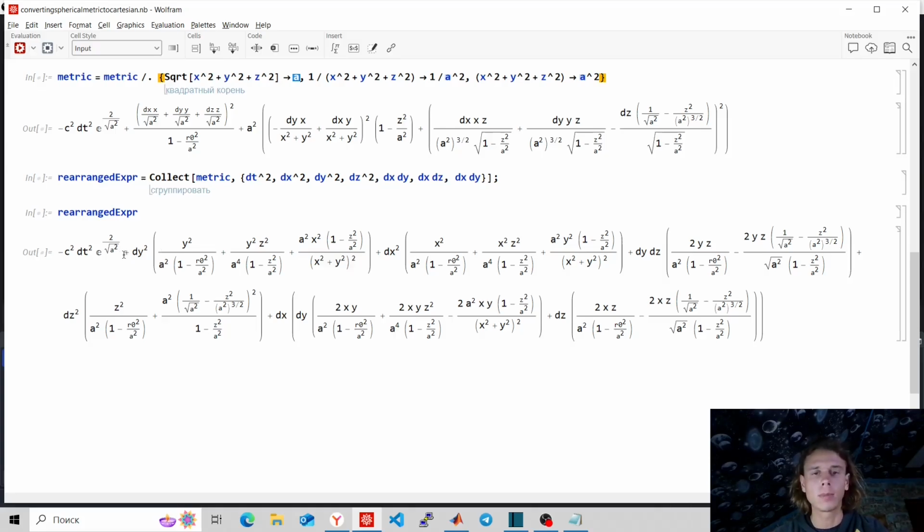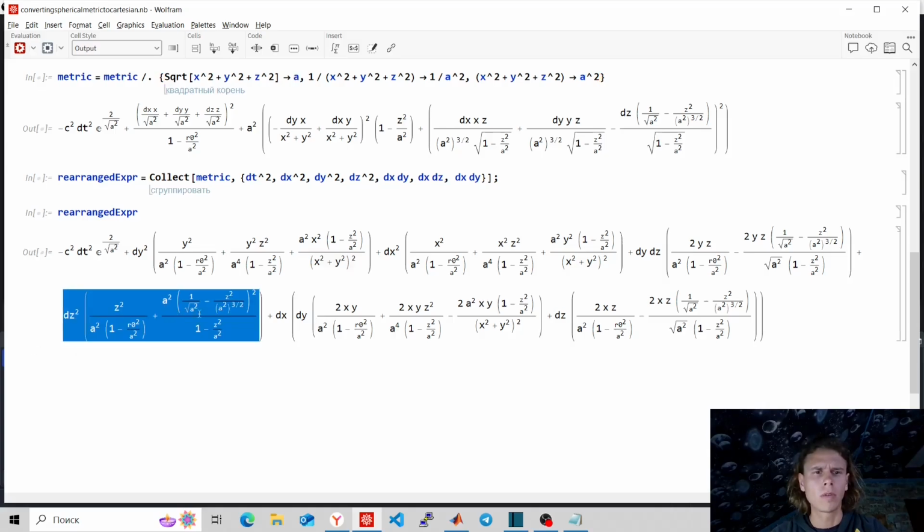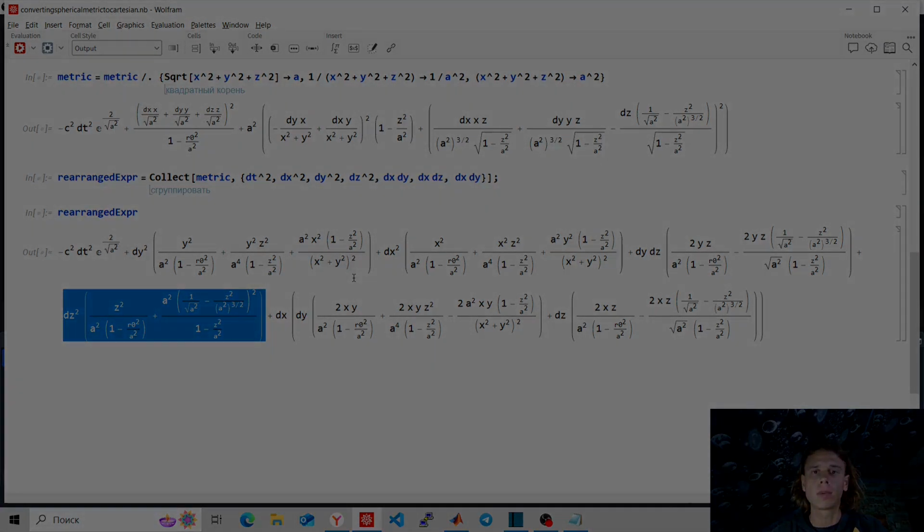These are diagonal components of my metric tensor. This also is one of the diagonal components, and these are the cross components. And right now I need to substitute them into my MATLAB code.